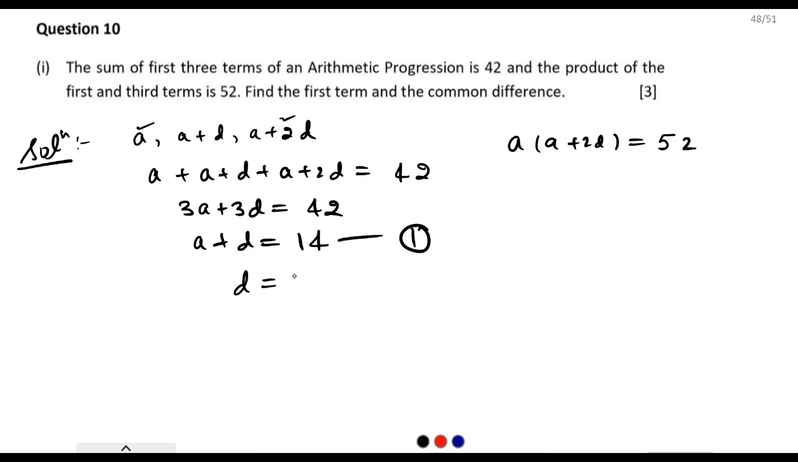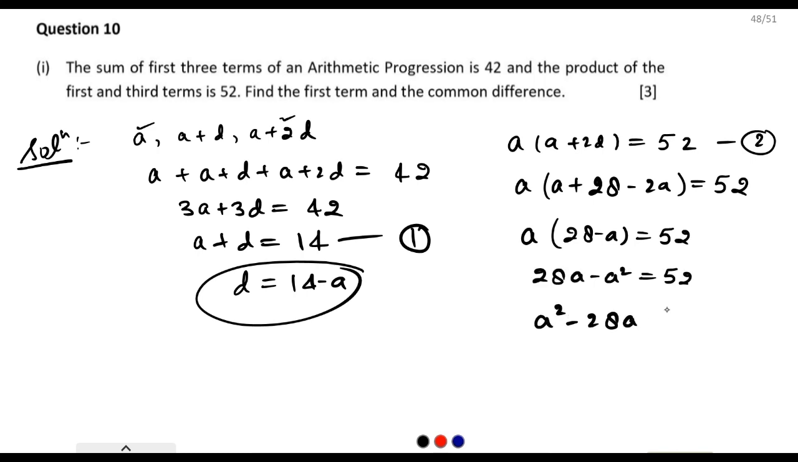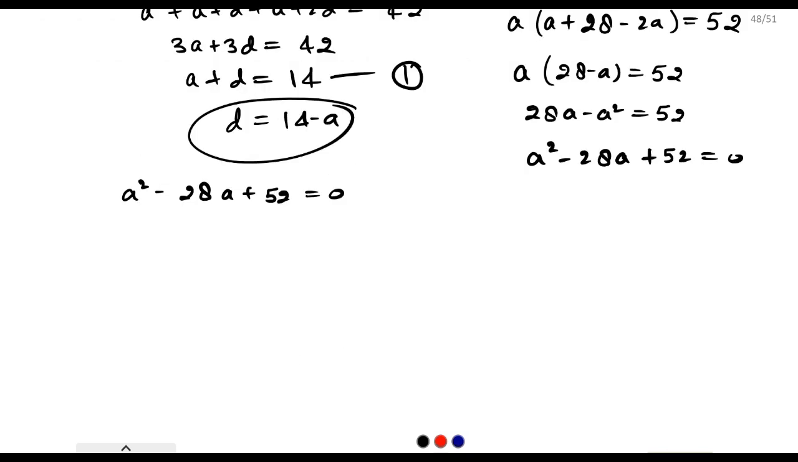Now D is equal to 14 minus A. Substitute this value in the second equation. A square minus 28A plus 52 is equal to 0. Now solve this quadratic equation. You will get the value of A. Factors of 52 whose sum is 28: 26 and 2.